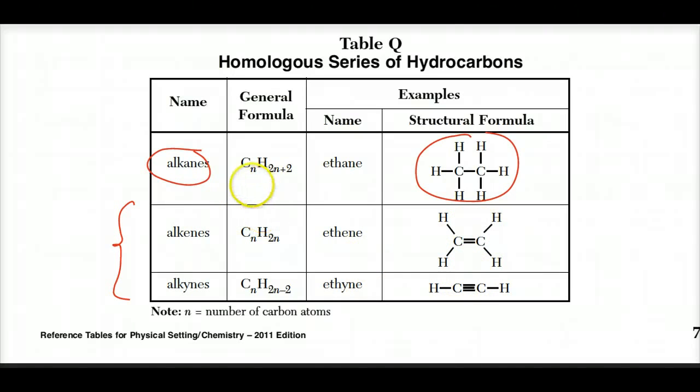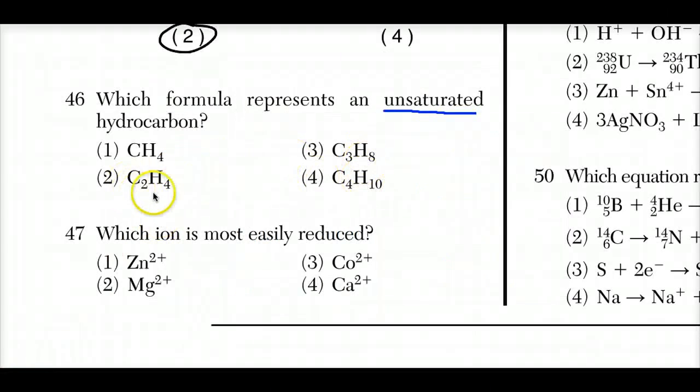Look at the general formula. CnH2n plus 2, CnH2n, CnH2n minus 2. We're losing H's as we add double bonds, so these are unsaturated. So we're looking for something that has a double or a triple bond that follows these general formulas. So if I look at these quickly, CnH2n is one general formula for an alkene. Look at this. There's 2 carbons, so there should be 4 H's. All right, that's why 2 is the answer.